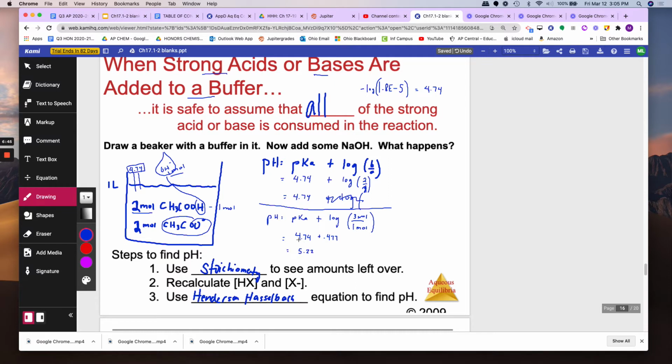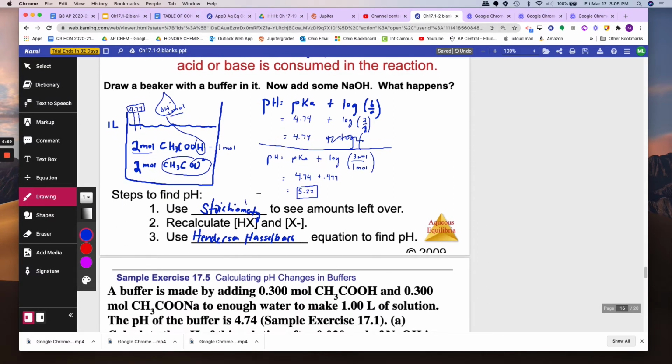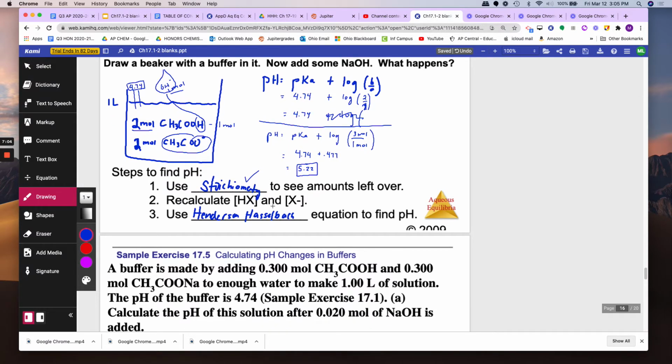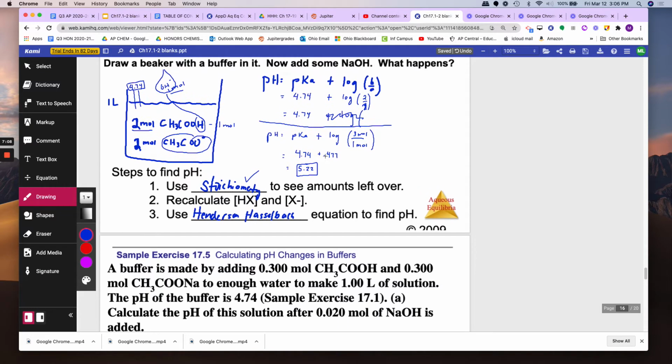Okay, so your pH goes up a little bit, but not by much because all of the OH minus was taken by this acid. Okay, so that's how buffers work. They just react with whatever you add. So to do this, you had to do stoichiometry. You have to see it's a 1-to-1 mole ratio. You have to recalculate how much you have in the end of the acid and the conjugate base, and you have to use Henderson-Hasselbalch.